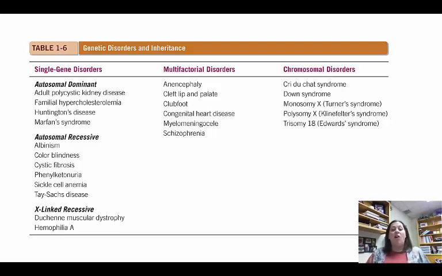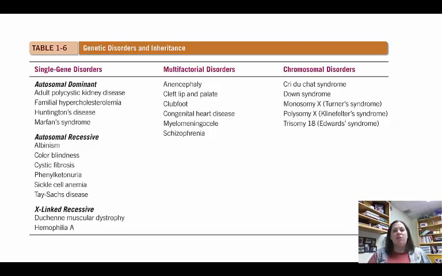Now, guys, these all are due to one mistake in a letter, okay? One gene that is altered. So these are all disorders where there's one gene that's the culprit. In the multifactorial disorders, these are going to be things where there's multiple factors. They could be genetic and environmental or both. This would be like anencephaly, cleft lip and palate, club foot, congenital heart diseases, myelomeningocele, and schizophrenia.